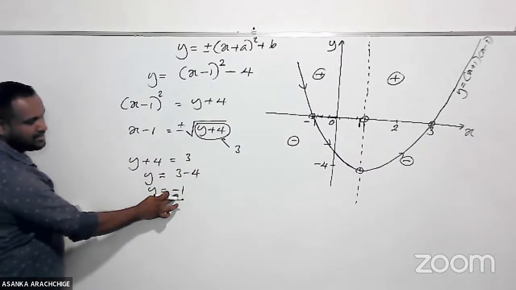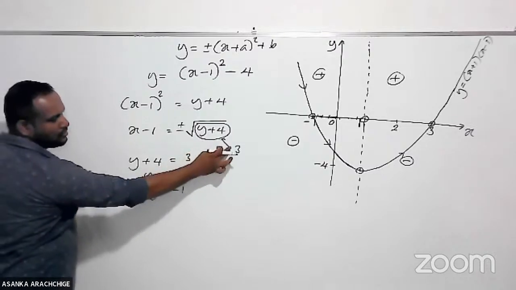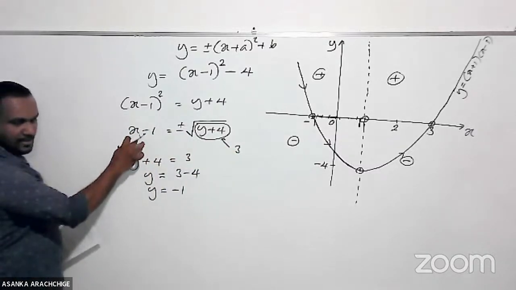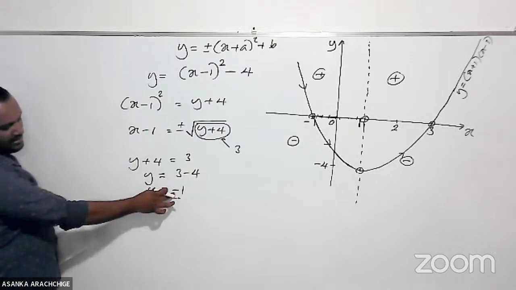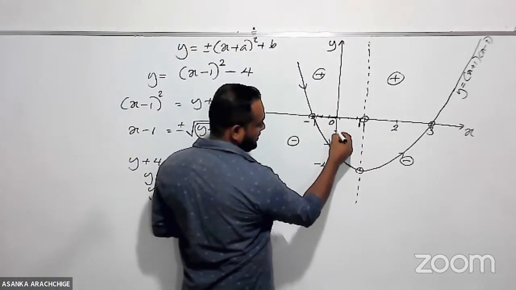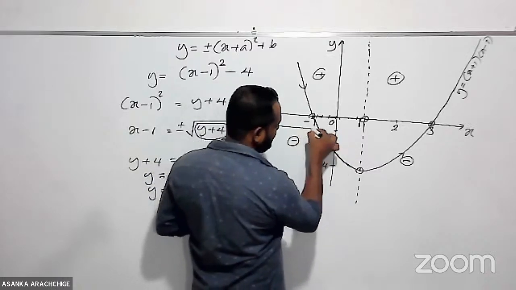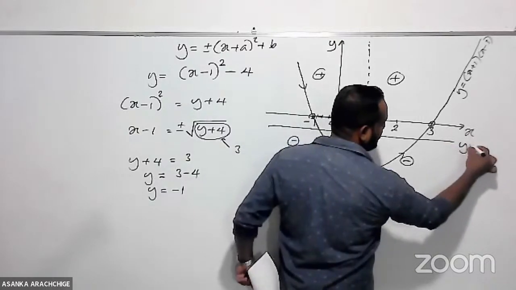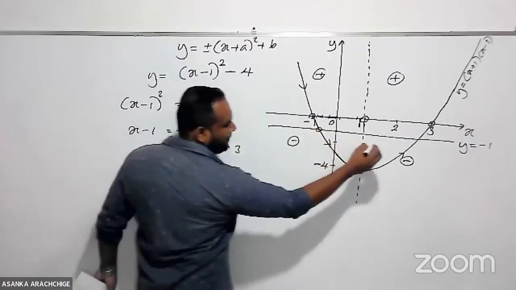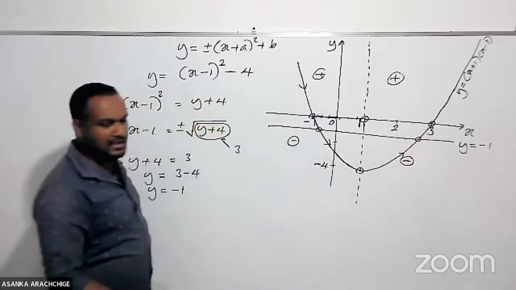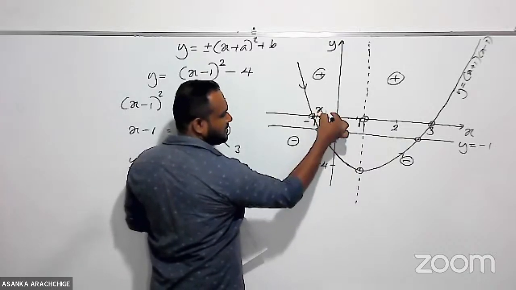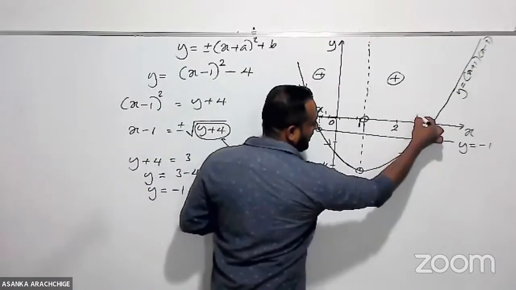When y is equal to minus 1, the square root of 3 can be obtained, and that is equal to x minus 1. Now draw this line, y equals minus 1. Draw the line y equals minus 1. Now these are the points of intersection of that line and the graph. Then find the corresponding x coordinates. This is one x coordinate and this is the other x coordinate.